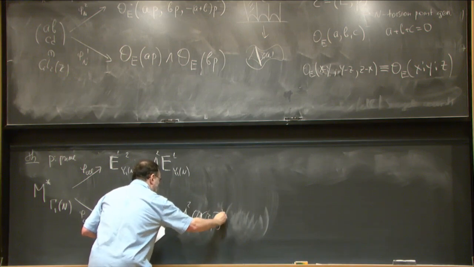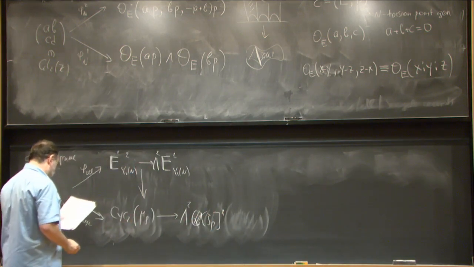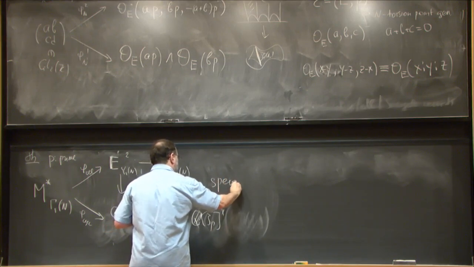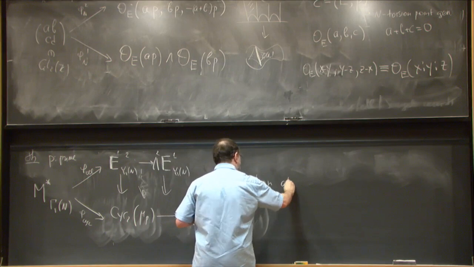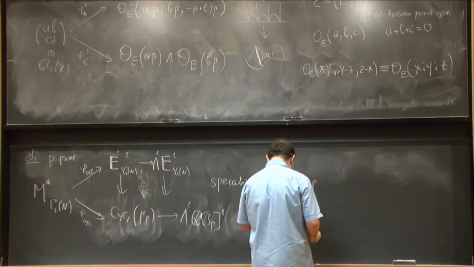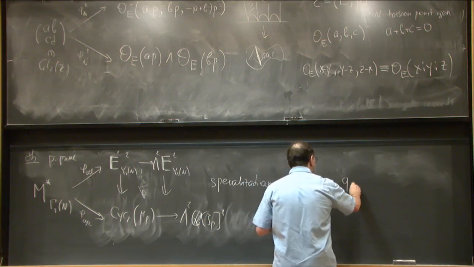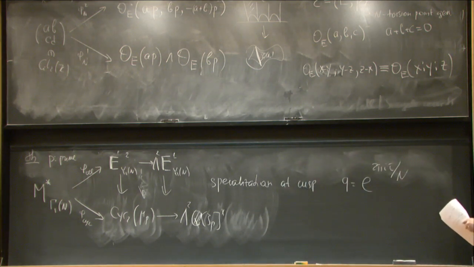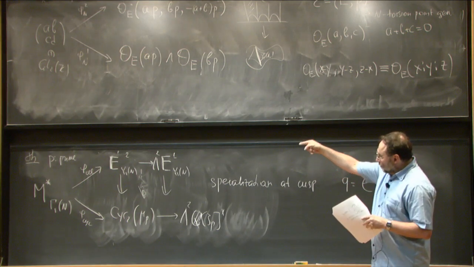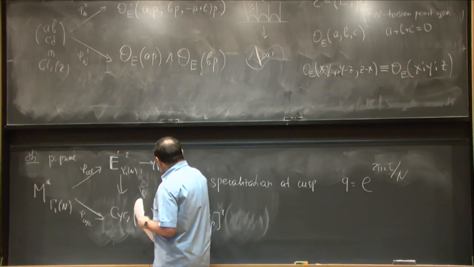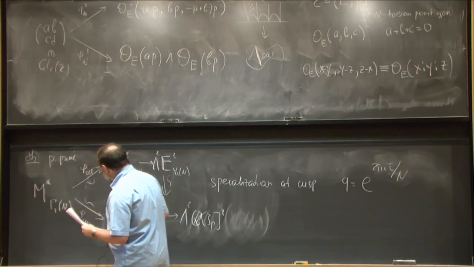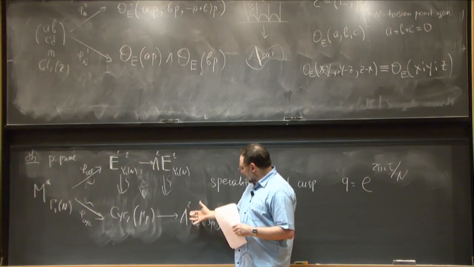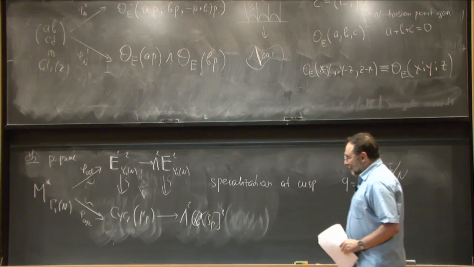of zeta P star. And then there is a specialization at cusp map. There is a parameter Q, which is the exponent of 2 pi i tau divided by n, which depends on n. And so using the specialization map at the cusp with this parameter, we get a map from the elliptic to the cyclotomic one. And all these maps are isomorphisms. So as I said, all this diagram does is explain why this complex relates to the modular curve, to the modular complex.